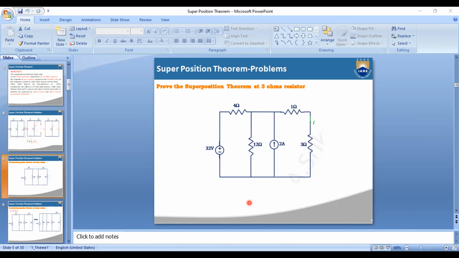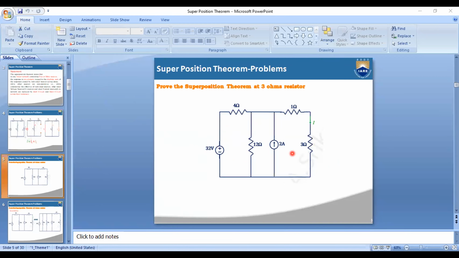So I'm going for the first case, solving in the normal method, where the two sources are acting. I want to find the current value. For that, see here. First of all, the 4 ohm resistor and the 32 volt voltage source are in series connection, so I am going to convert this into a current source. V by R equals I, 32 by 4 equals 8 amperes. So this resistor is connected in parallel.